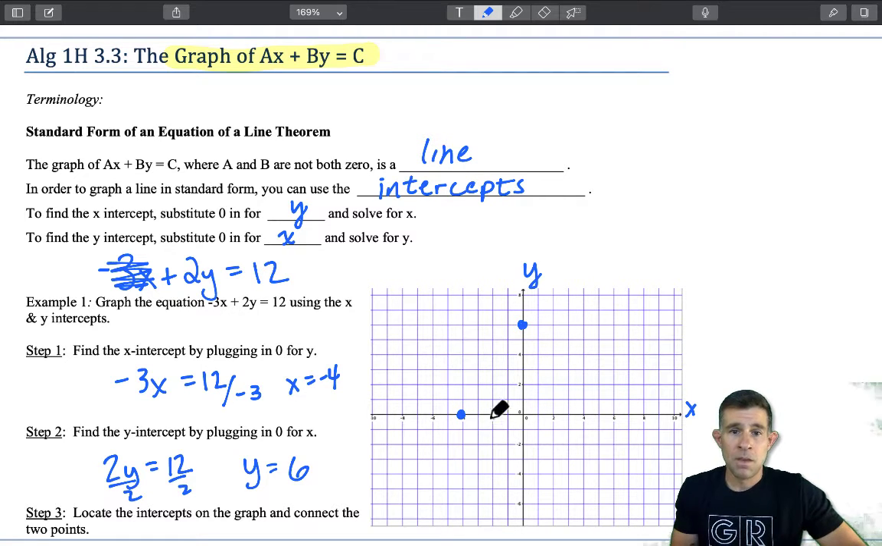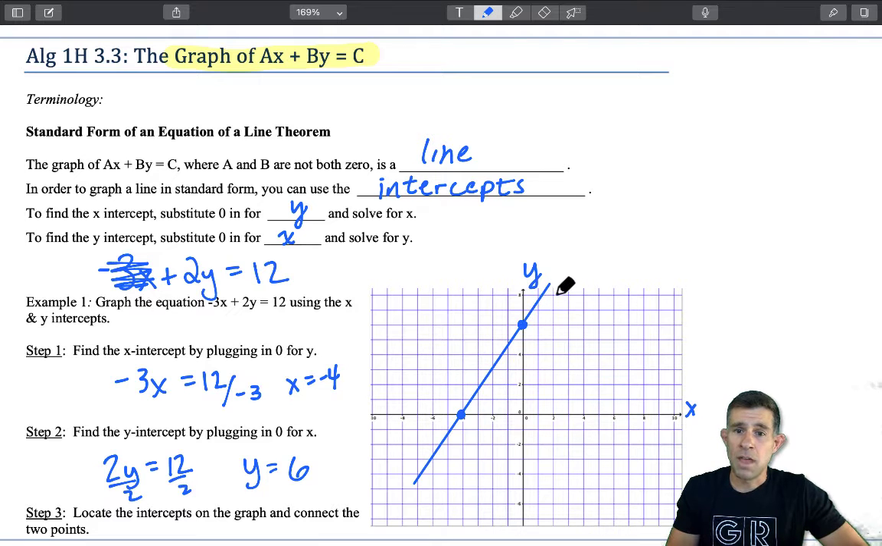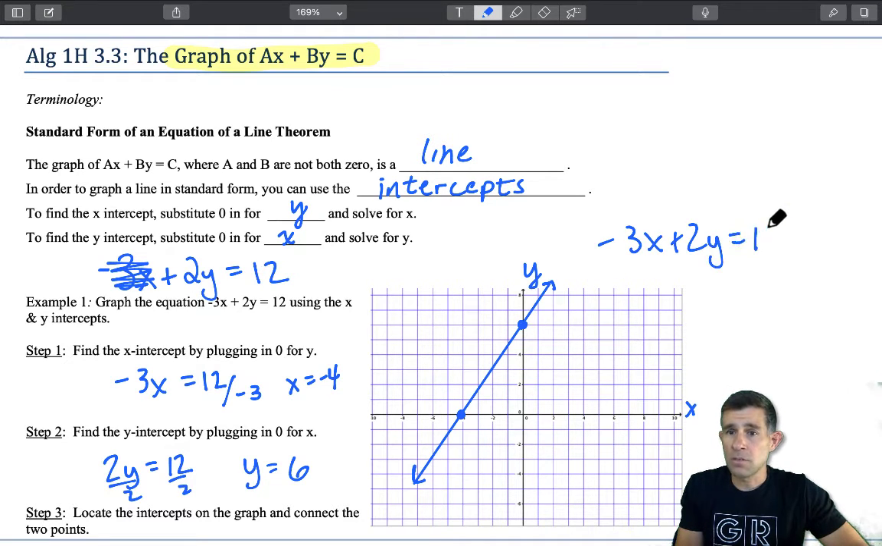Now, I have 2 points, and it only takes 2 points to construct a line. So I am going to draw a line through those 2 points, and I'm going to say that here is the line of this equation, negative 3x plus 2y is equal to 12.